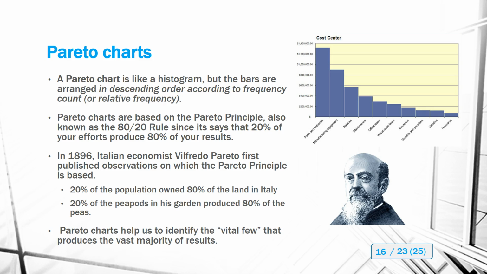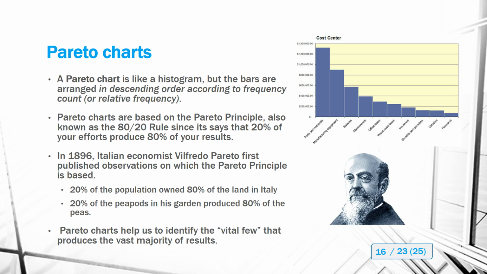They're based on the Pareto principle, also known as the 80-20 rule, which says 20% of your efforts produce 80% of your results. It comes from observations that were first published by an Italian economist in 1896. His name was Vilfredo Pareto. And what he noticed is that 20% of the population in Italy owned 80% of the land. He also noticed that 20% of the pea pods in his garden produced 80% of the peas.